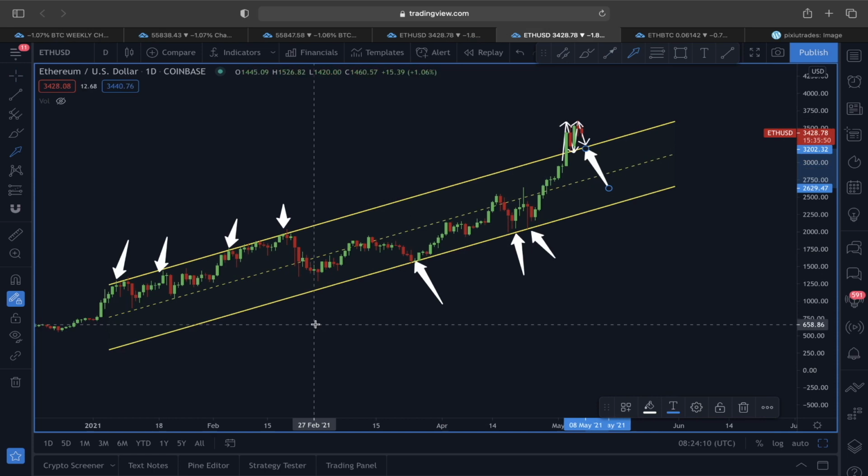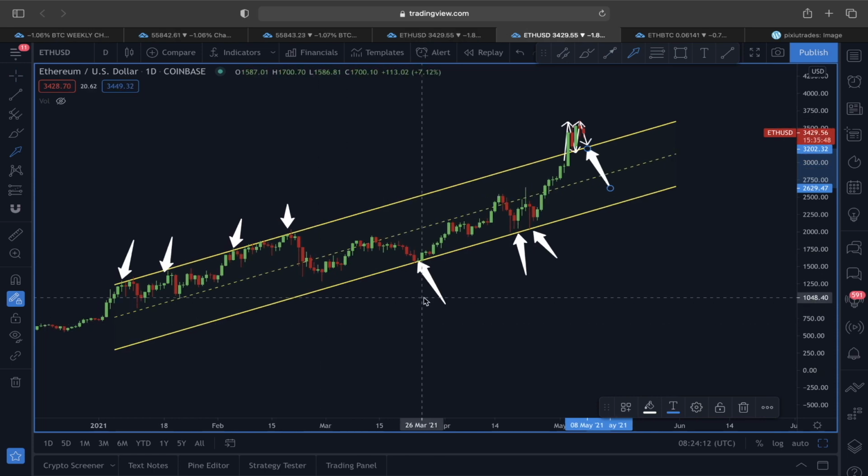So guys, these are some of the scenarios I see right now looking at the price action of Bitcoin and Ethereum.